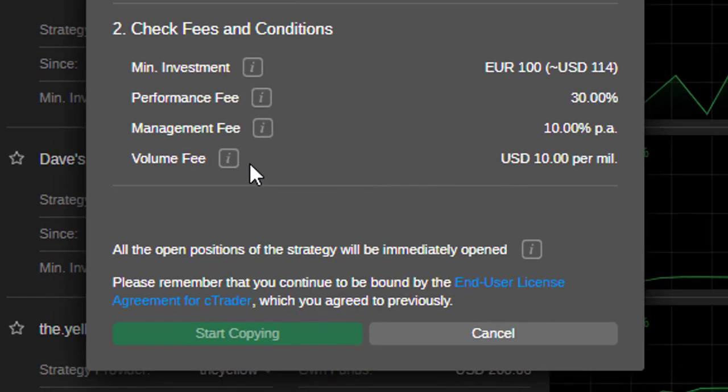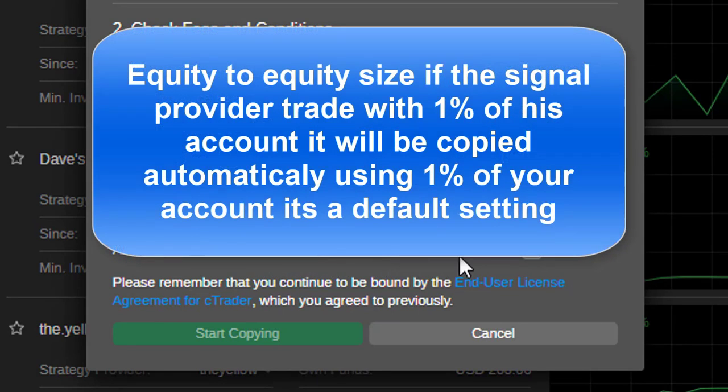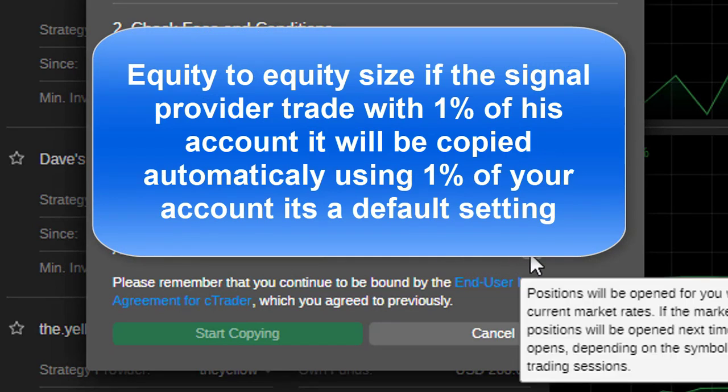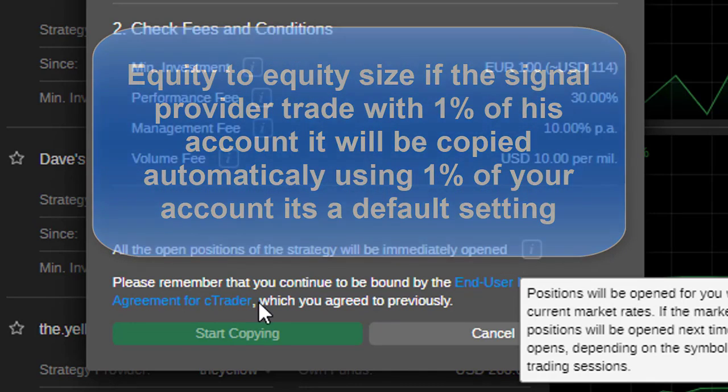All the open positions of the strategy will be immediately opened when you click start copying. And that's for the parameters when you choose to copy a specific trader. Finally, very important, your trades will be copied equity to equity, which means if the signal provider trades with 1% of his account, you will copy 1% of your account.